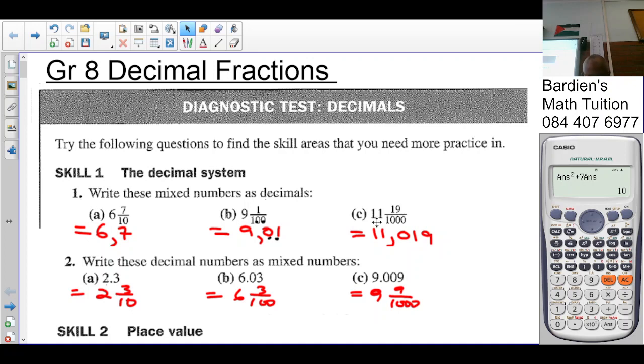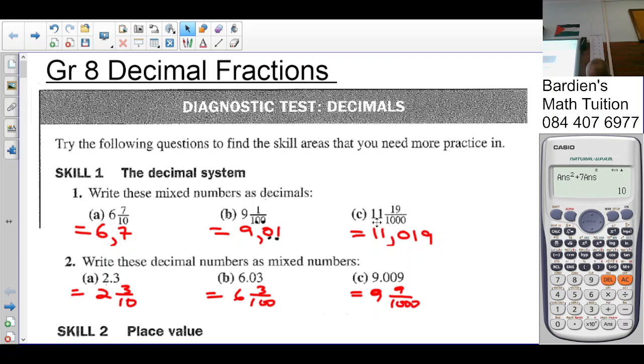Number 21 is 8 over 10 or 4 over 5. Remember, with 8 over 10, 2 can go into the numerator and denominator. So you must simplify it as far as possible. So it's going to be 4 over 5. Number 23 is 2 over 100, which is 1 over 50. Number 25 is 13 over 1000.